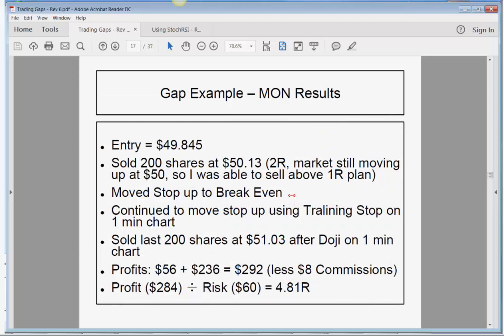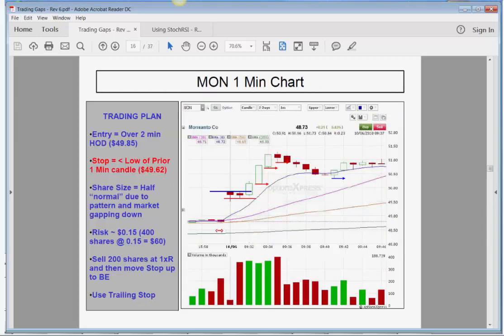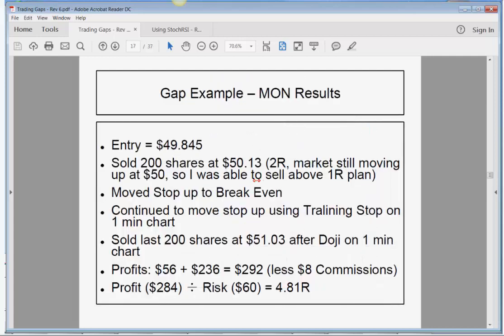All right, these are the results. I did get in at 49.80. I sold 200 at 50.13, which was 2 times risk. Well, why didn't you sell it at 1? Because it ran so fast. I basically didn't enter it. It came up to here and went back. So it got up there so fast that I would say, hey, I'll just take it. I moved my stop up to break even.